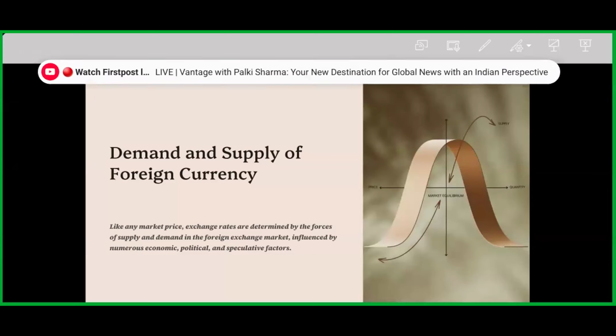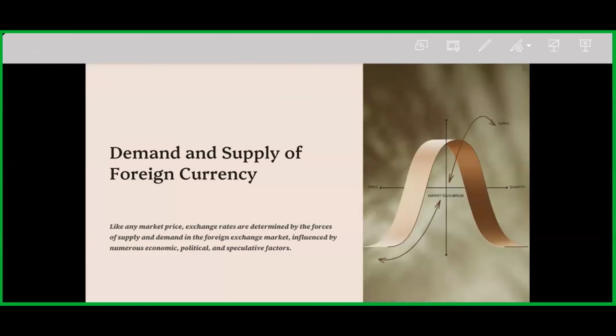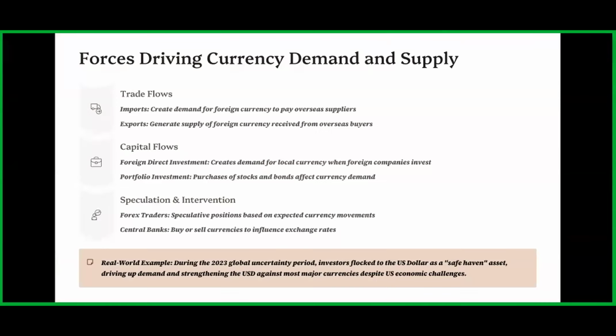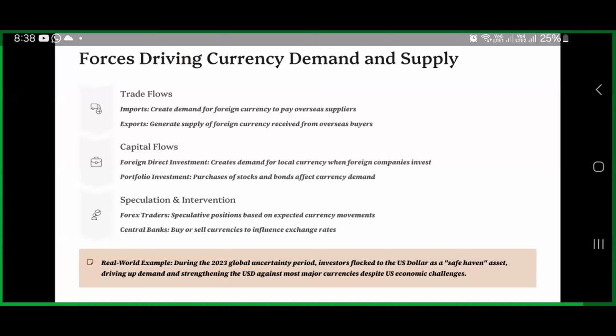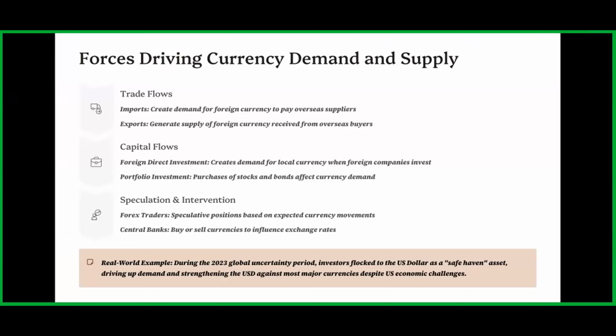So now the next one is the speculator factors. These also have an impact on the demand and supply of the foreign currency. Now, the next point is the driving forces of foreign currency demand and supply. Which are the factors which decide the currencies' demand and supply on the international market?